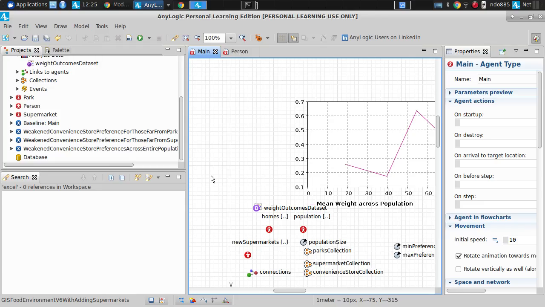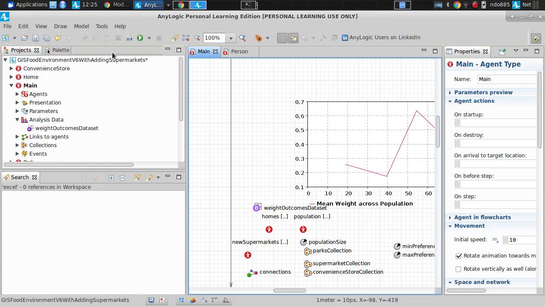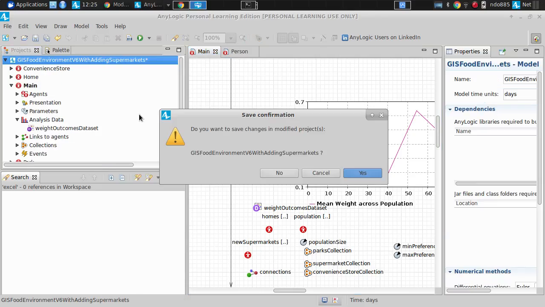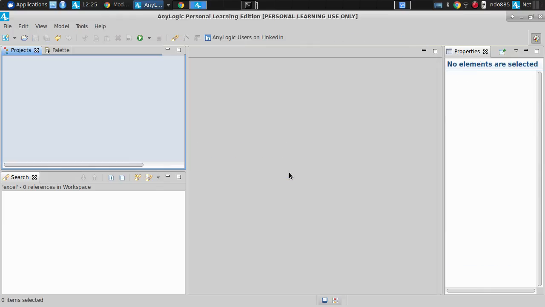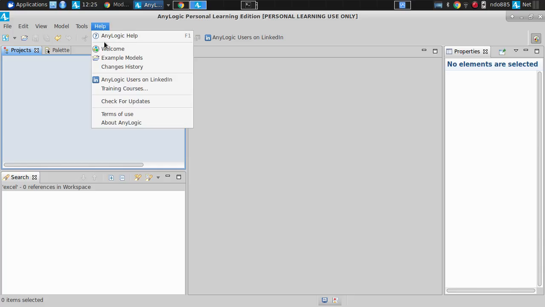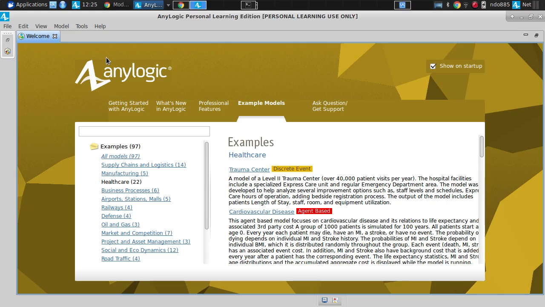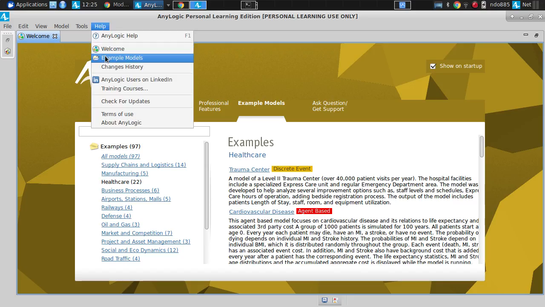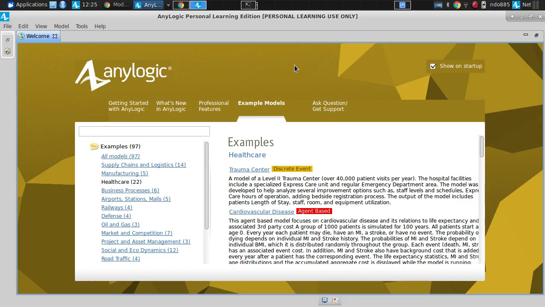Okay, ladies and gentlemen, I'd like you to load in one more model. In the interest of time, I'm not going to ask you to get one from the site. I'm going to ask you to go to the Help menu and go to Example Models. Not AnyLogic help, but Example Models. People okay with this? I'd like you to go on the left-hand side to Examples, and there's something called Healthcare. Do you see that?